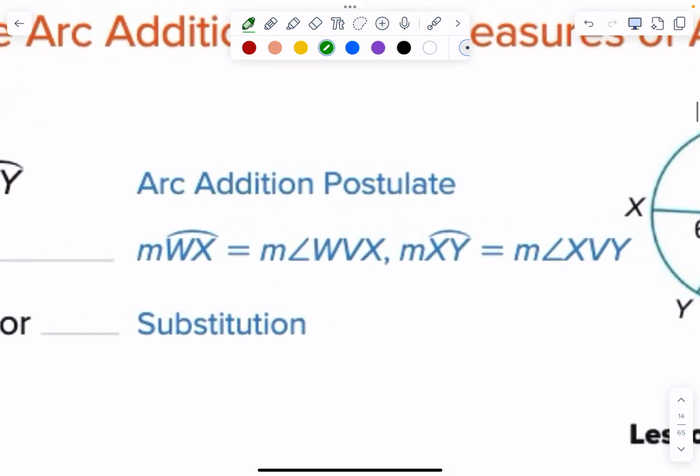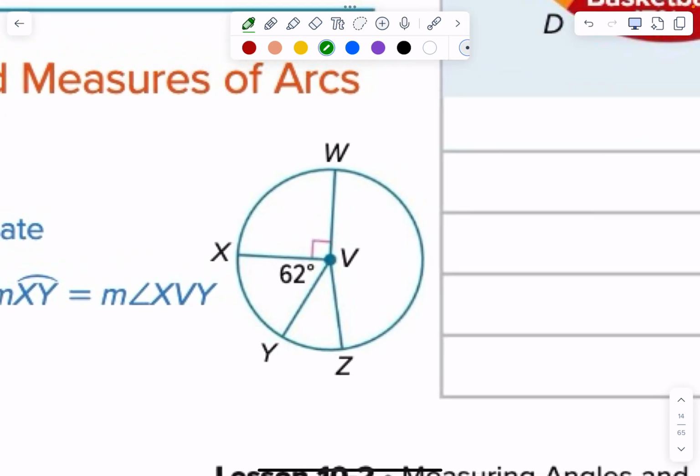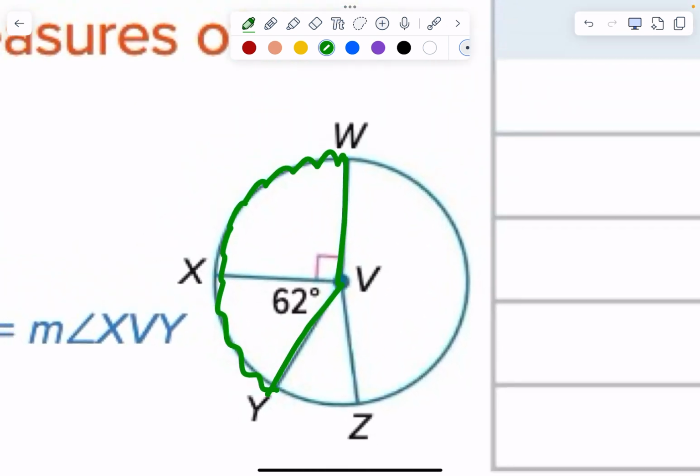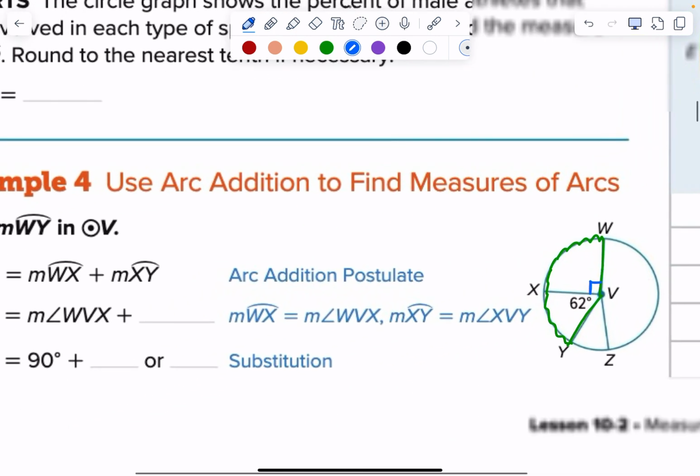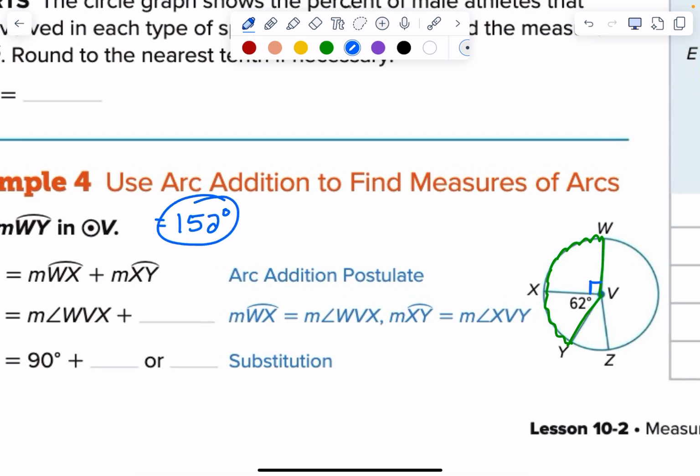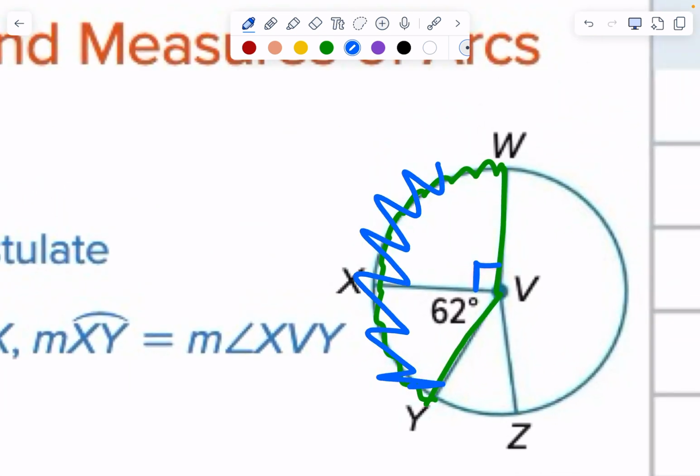Find the measure of WY. Where is WY? Right here. From W to Y, what is the measure of that arc? In degrees. In degree measure. How do I find it? 90 plus 62, so 152. 152 degrees. Again, it's asking for degree measure, not the length. Not how far is it to walk from here to here, right?